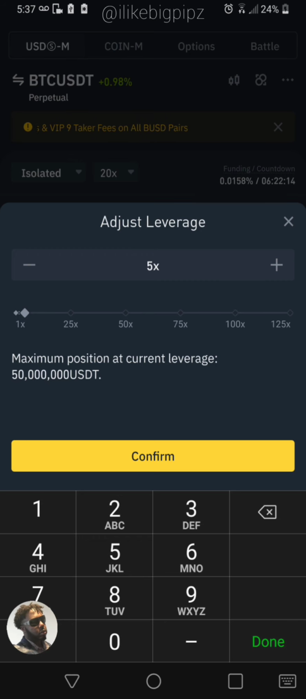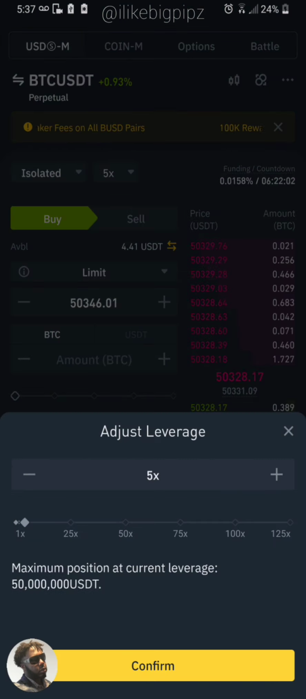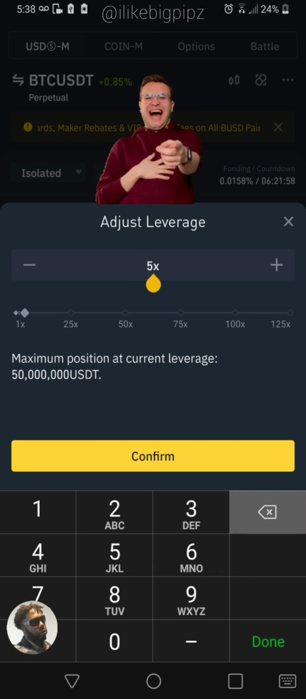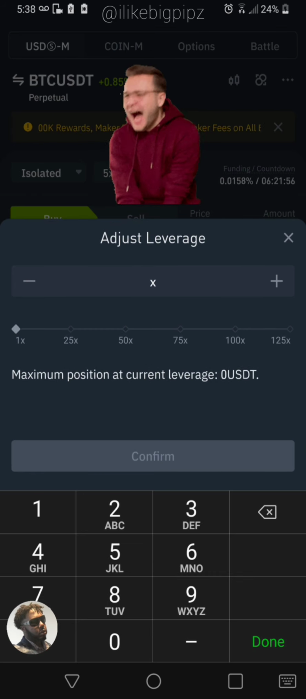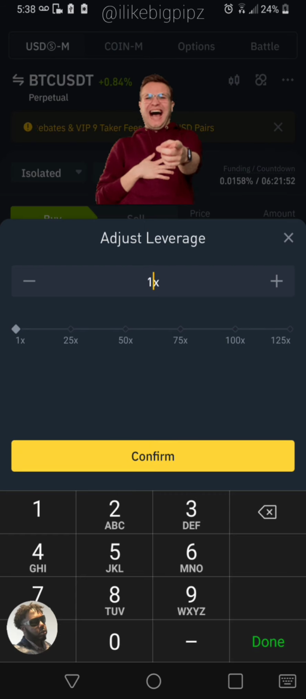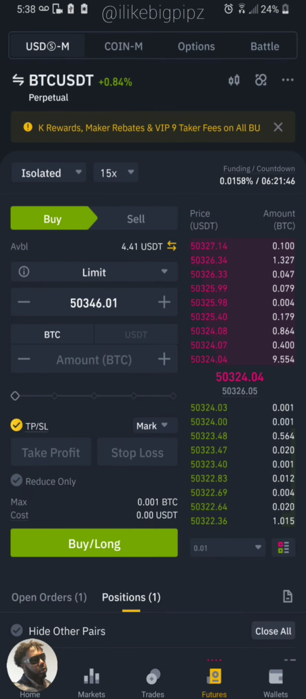Usually we want to start with 5x. But we're going to go with 15 because I only got $4 available in this account. And you need a minimum of $48 to trade with Binance. So it's like trading with 60 bucks.